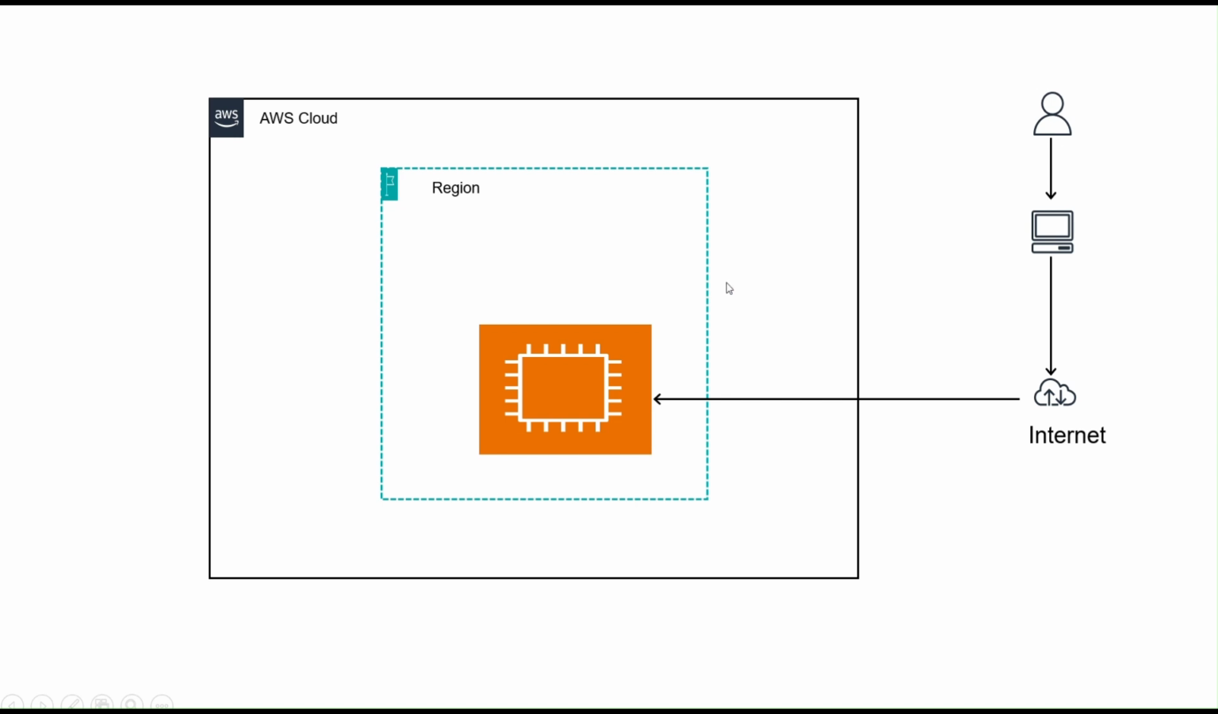Right? If the user has AWS access, that is why he can directly access the EC2 instance. If in case the user doesn't have the AWS access, how will he manage that? So that thing I'll show you today.